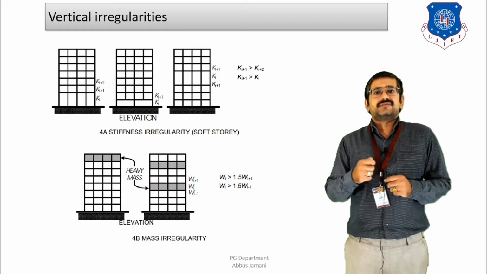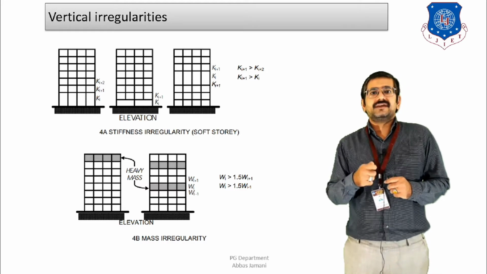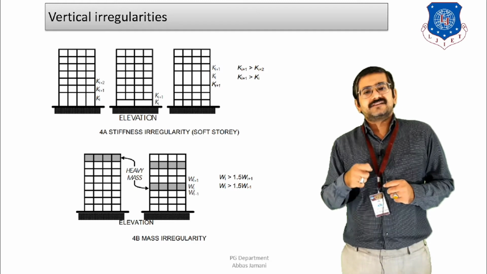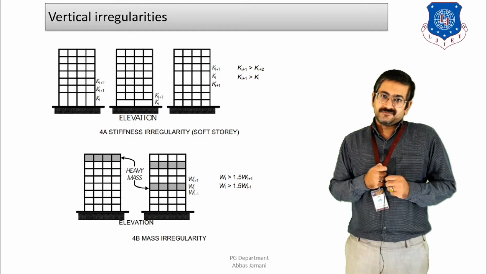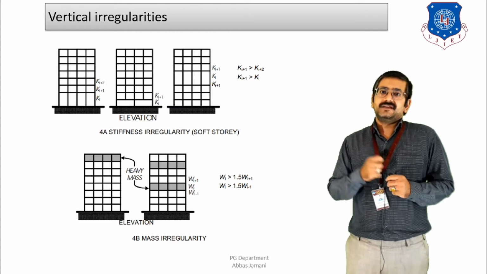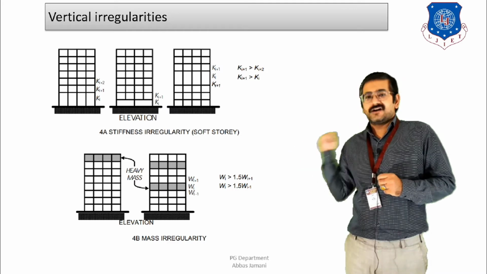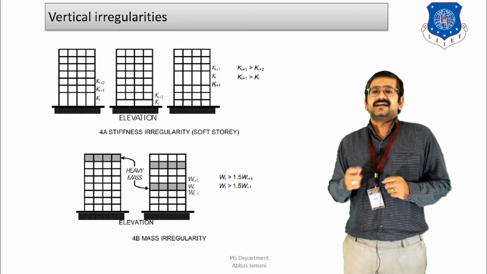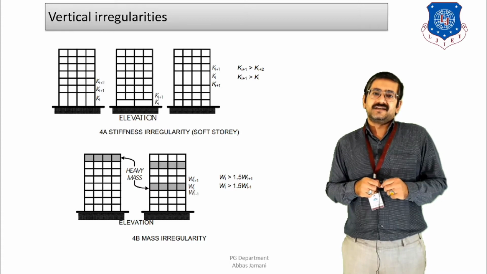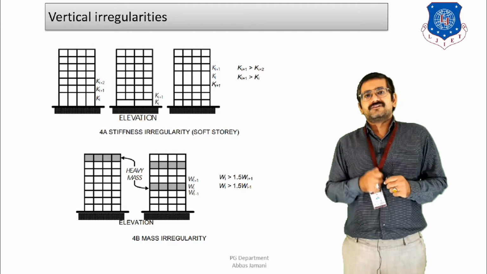So a soft story, or the stiffness irregularity as it is termed, is a story where the lateral stiffness of the story is less than that of the story above. That is, the lateral stiffness of the ground story is less as compared to the story above. If that is the situation, then that particular case will be considered a case of soft story, right?